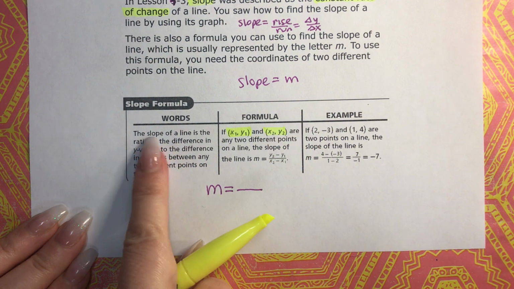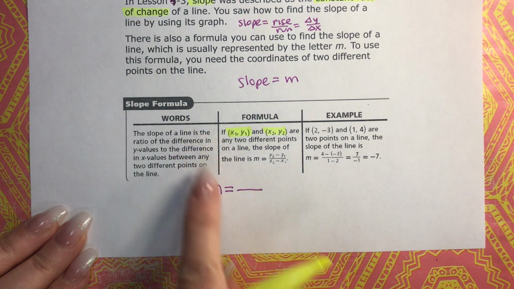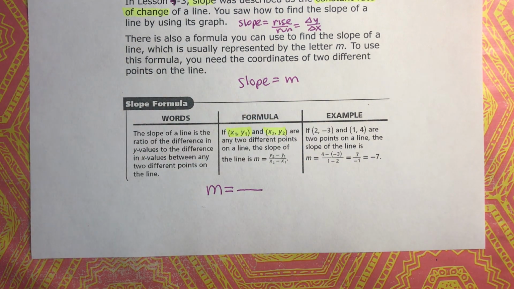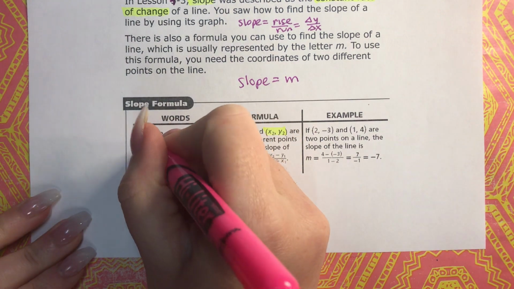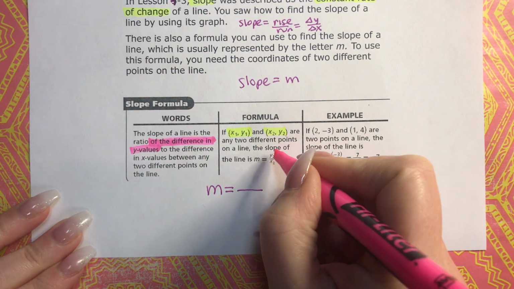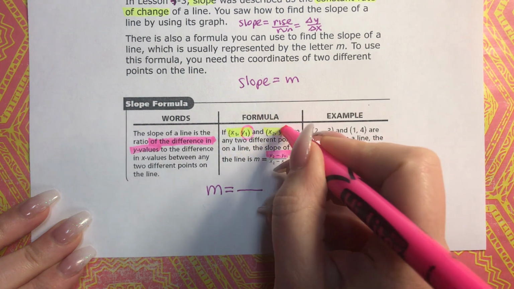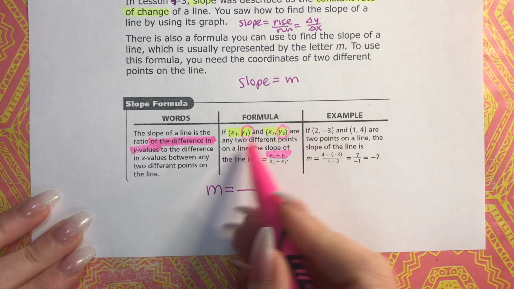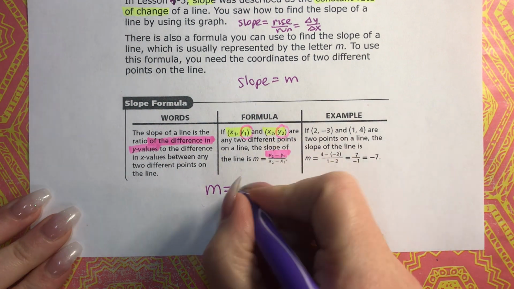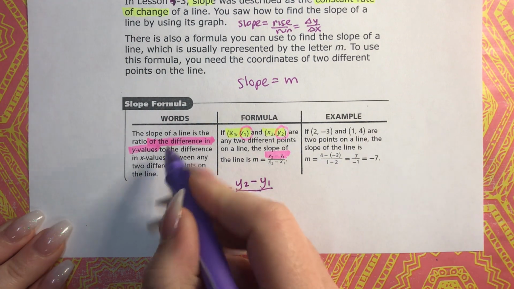So we have the slope of a line, m, is the ratio. Is means equals. Ratio means a fraction of the difference of the y values. So we're looking at the difference of the y values, that change in the y values. And that's right here. The y values are y1 and y2. When we're looking at the change, we're really talking about the difference, so we're just subtracting y2 minus y1.